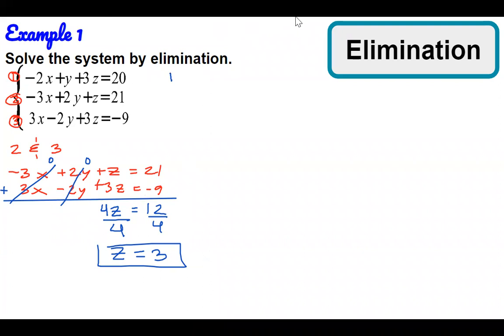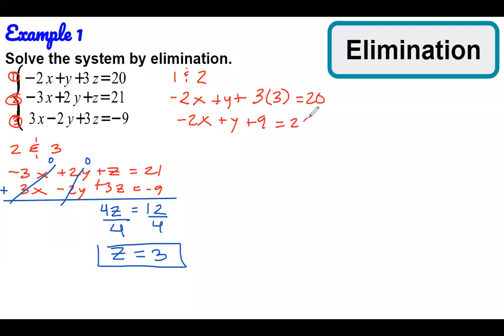Equations 1 and 2. Now, in equation 1 and 2, I know that the value of z is 3, so I'm going to substitute it into 1 first. So we have negative 2x plus y plus 3. Instead of writing z, I'm going to write 3 equals 20. Let's simplify, guys. Negative 2x plus y plus 9 equals 20.